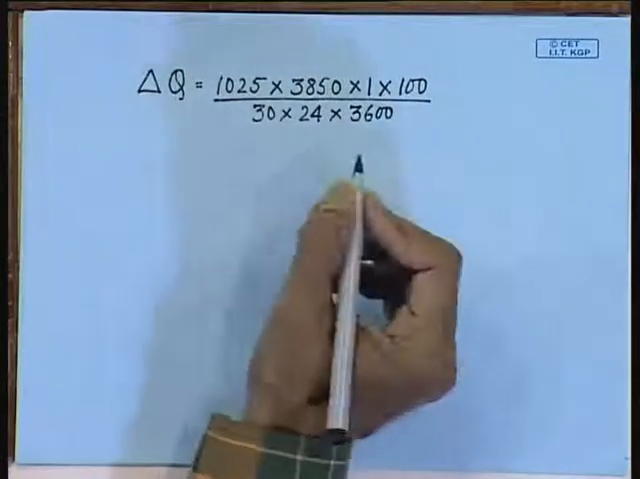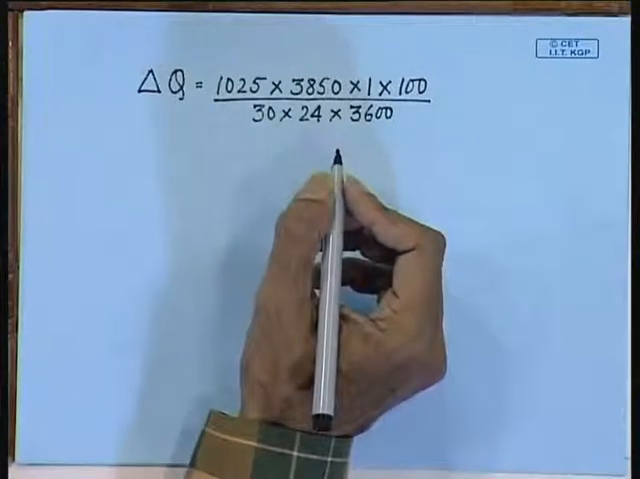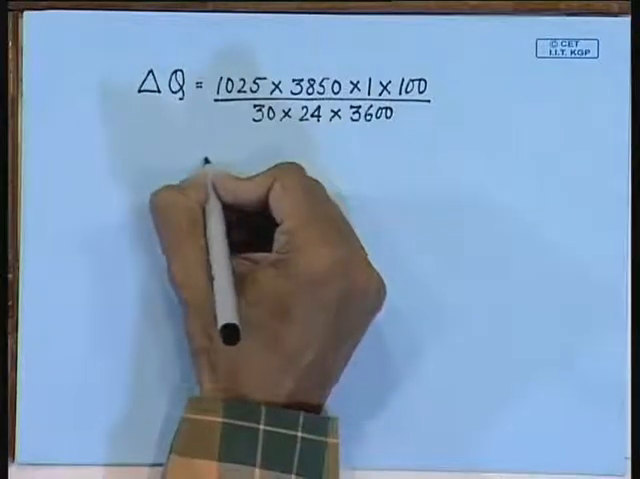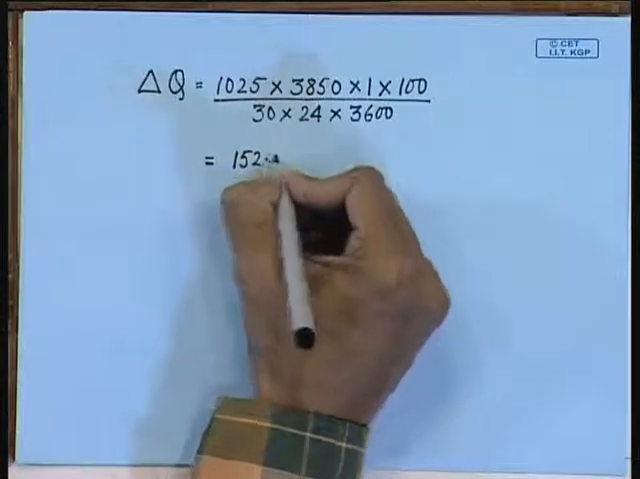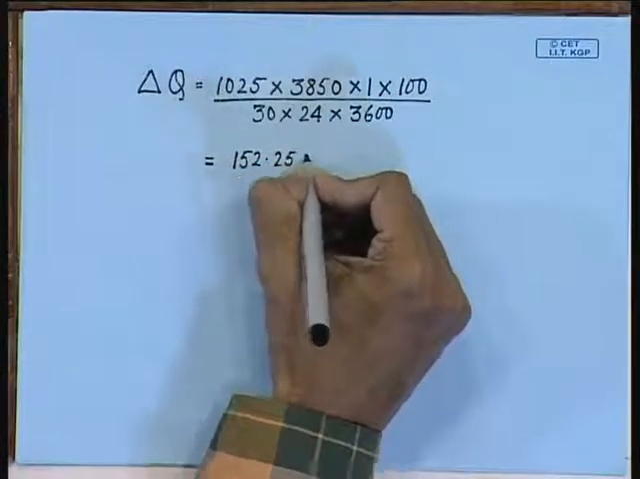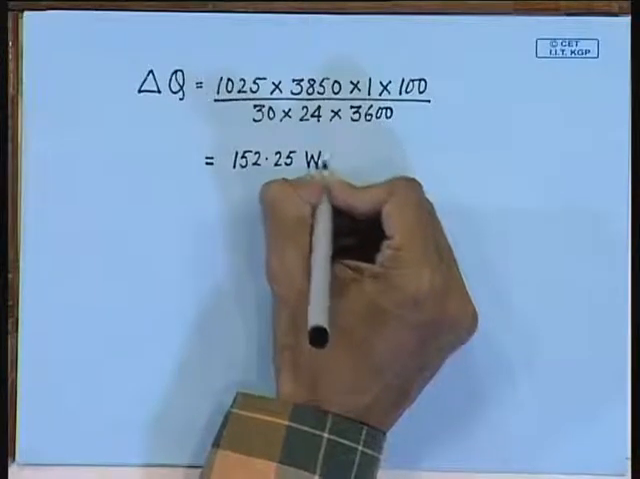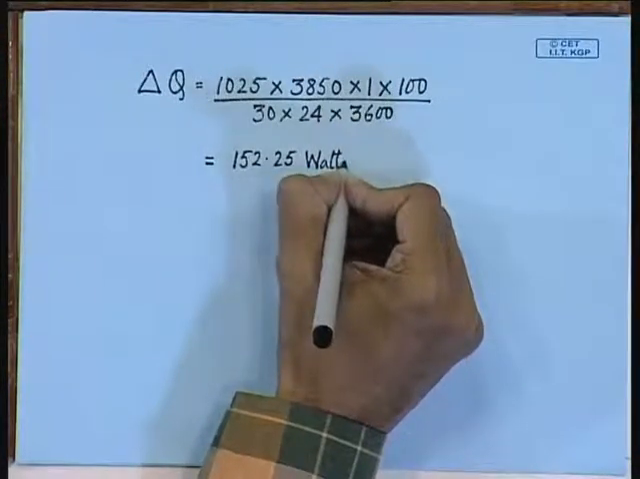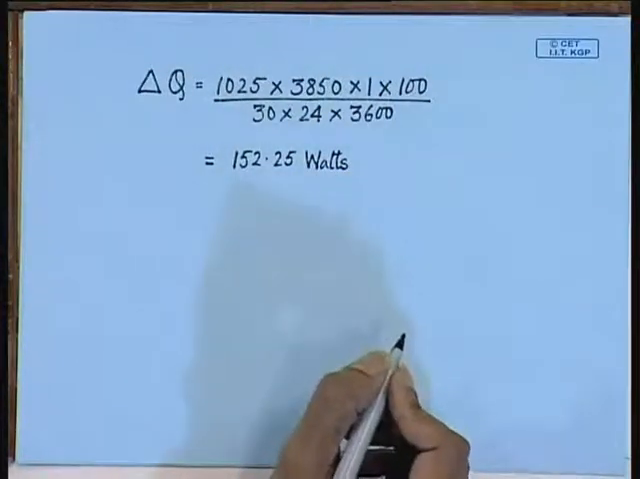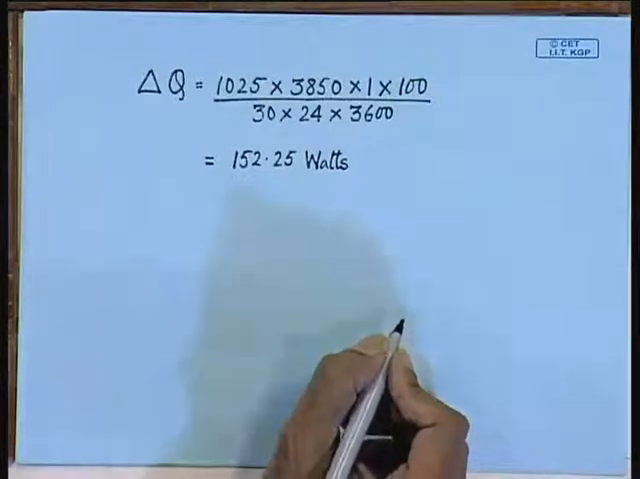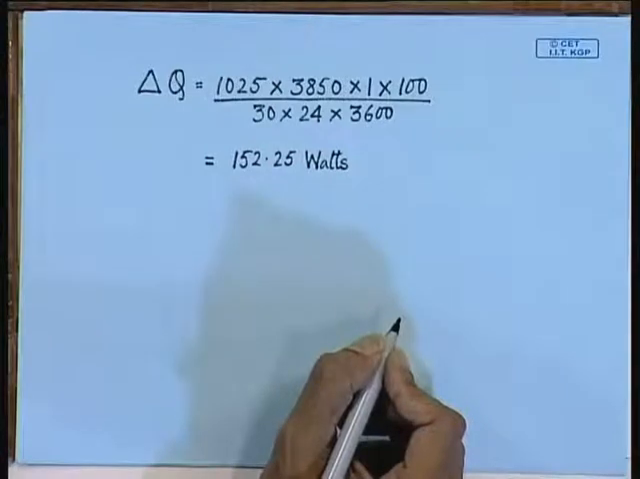And this, if you have a calculator, you can work out. In my calculation, this comes to 152.25 watts. So it is not pretty small, isn't it? More than your 100-watt bulb. So this is happening in what period of time? Per second you are getting.